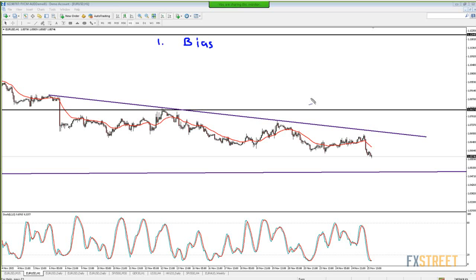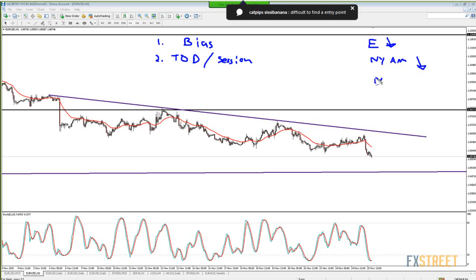Number two then is time of day, and what's happened with the prior session. In other words, yesterday's S&P action, it was down in Europe. Then it bounced a little bit off support to begin the day in New York. So New York AM, we kind of bounced a little bit and then pushed down. And then the New York session, the day's definitely broken up. New York PM, it rallied.